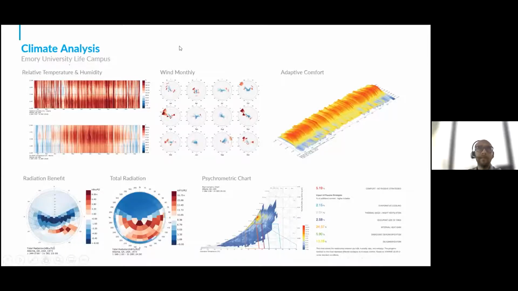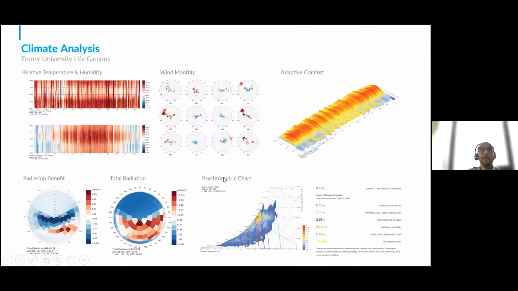So what we are seeing on the screen is basically the project team, the design team was able to conduct this climate analysis fairly quickly, just understanding different metrics from a climate perspective. What is the relative temperature and humidity in that area? The wind analysis for each month of the year, the adaptive comfort. You can see what the radiation benefit looks like. Again, if you're working on a facade, it's important to know if you can really capture that lower southern sun. What's the benefit of that? Versus if you're on the eastern facade or western facade, what is the intensity of the sun? So you can really design according to that. And then you would see the total radiation graphic here.